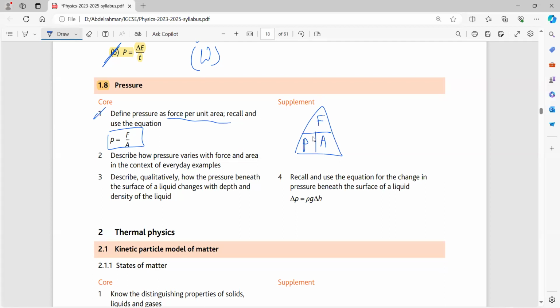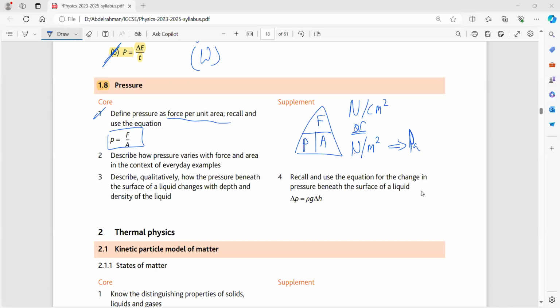The unit of the pressure was Newton per centimeter squared or Newton per meter squared. If it's Newton per meter squared, we can write it down as Pascal. What if it was Newton per centimeter squared? We'll leave it as it is. You will leave the Newton per centimeter squared as it is. Do not even think about changing it from Newton per centimeter squared to Newton per meter squared.